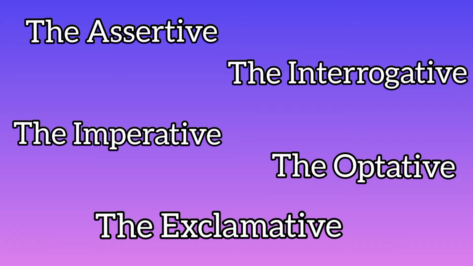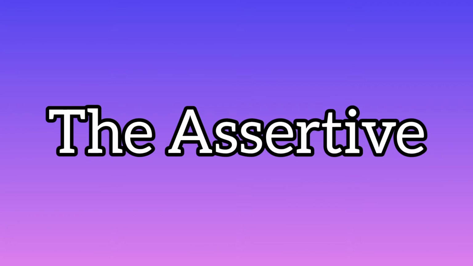In English grammar, there are 5 kinds of sentences depending on their purposes, functions and structures. These 5 kinds of sentences are the assertive sentence, the interrogative sentence, the imperative sentence, the optative sentence and the exclamatory sentence. One by one, I am going to explain all these 5 kinds of sentences.